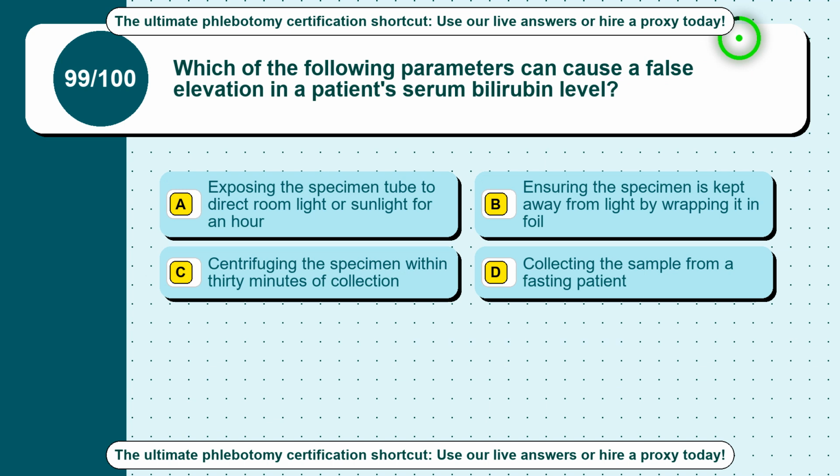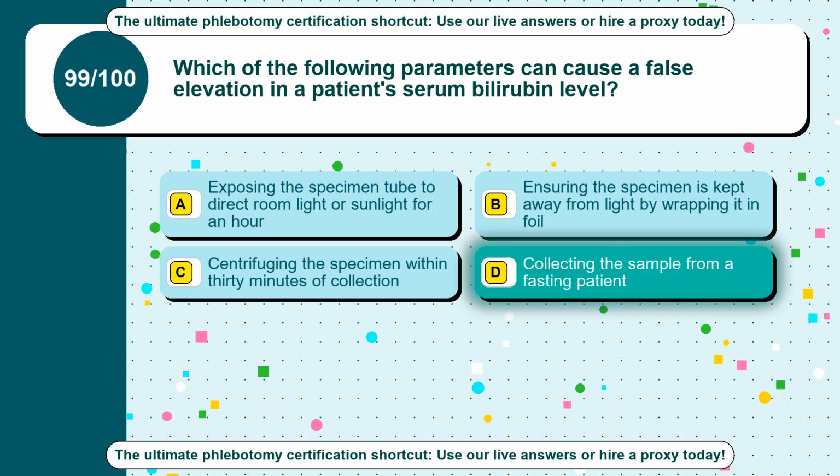Question 99. Which of the following parameters can cause a false elevation in a patient's serum bilirubin level? Option A, exposing the specimen tube to direct room light or sunlight for an hour. Option B, ensuring the specimen is kept away from light by wrapping it in foil. Option C, centrifuging the specimen within 30 minutes of collection. Option D, collecting the sample from a fasting patient. The correct answer is option D, collecting the sample from a fasting patient.